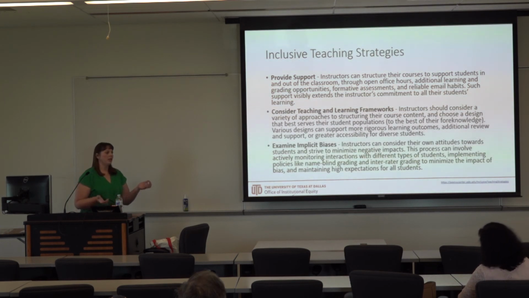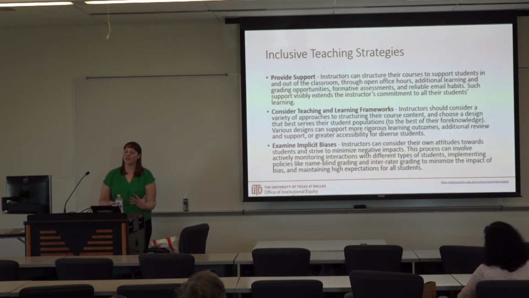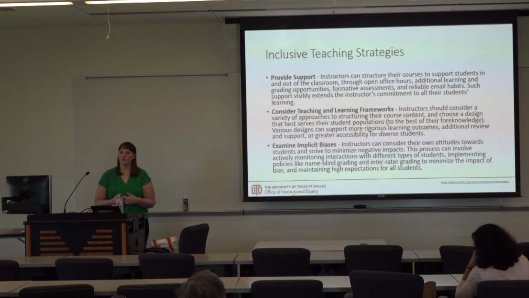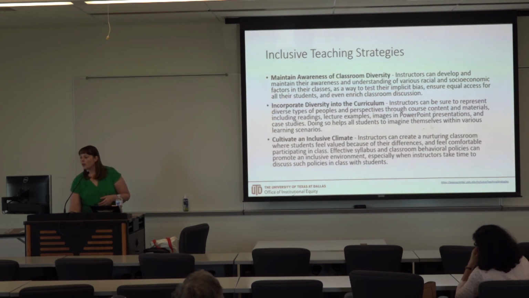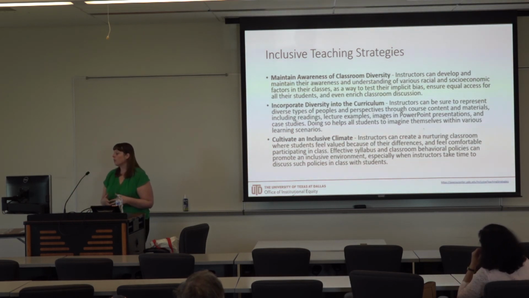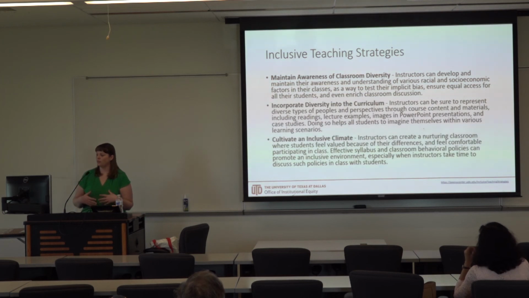Examine your own implicit biases. Awareness really is the first step for mitigating bias, and that starts with your own internal self-work to think about and consider interactions that you've had, what assumptions you might be making about people before you have any experience with them. Maintain awareness of classroom diversity as a way to test your bias. Are you treating all students equally? Incorporate diversity into the curriculum where it's possible to do so.